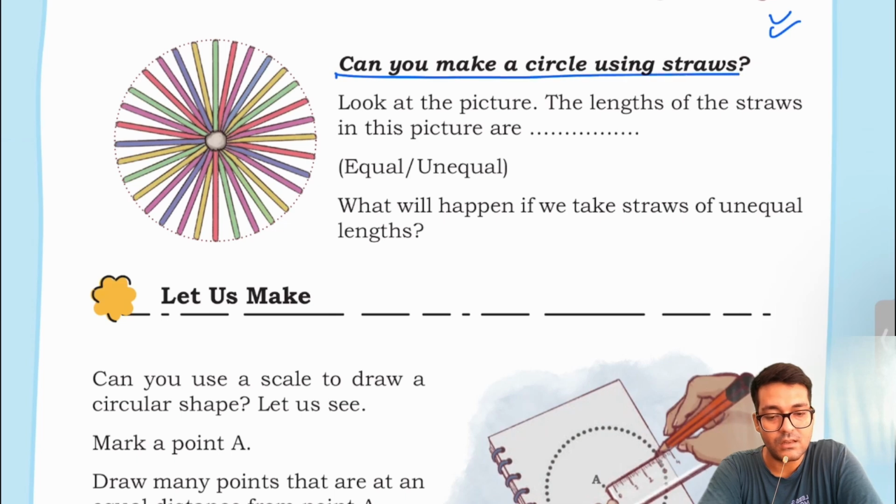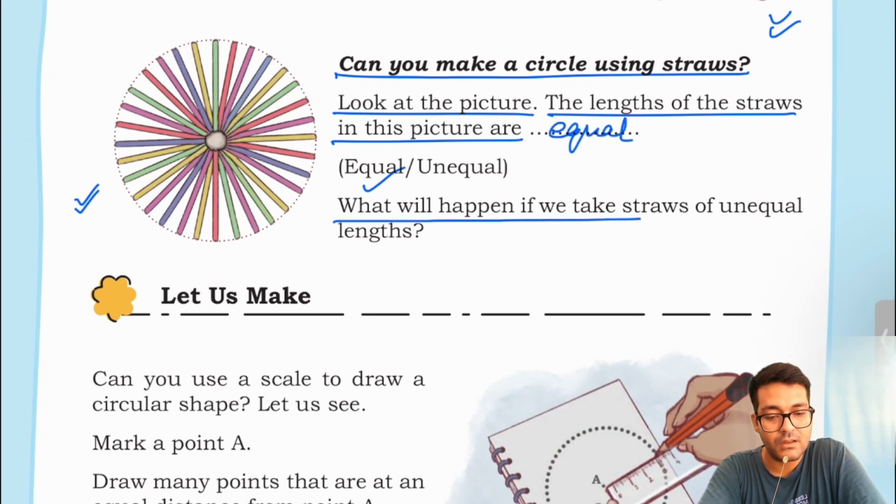Can you make a circle using straws? Yes, you can make a circle using straws like this. Look at the picture. The length of straws in this picture are equal. What will happen if we take straws of unequal lengths? The resulting structure will not be a circle.